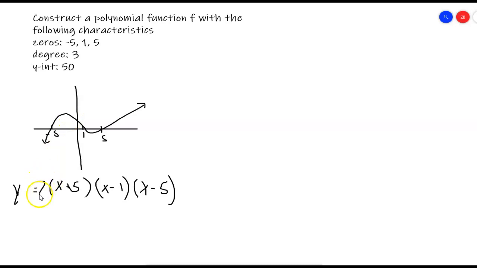I can just put a little 2 on the outside here, because then you're going to have a 2 times 5 times -1 times -5, and that will give us a constant in our polynomial of +50, and that's it. This is probably the simplest polynomial that we can build from this information here. We really have to have an intercept at some multiple of the product of our constants, and looks good.